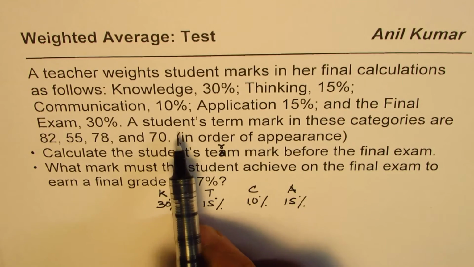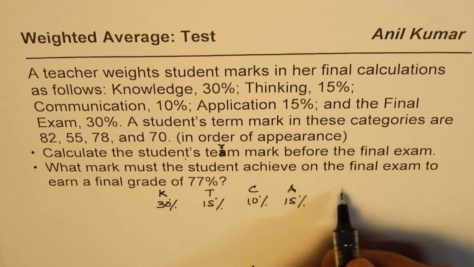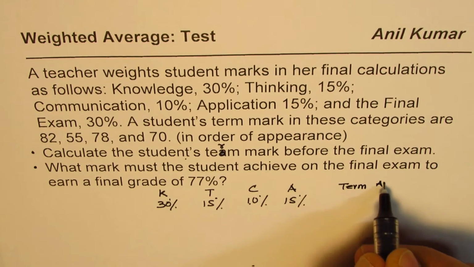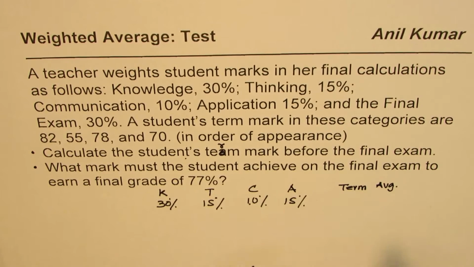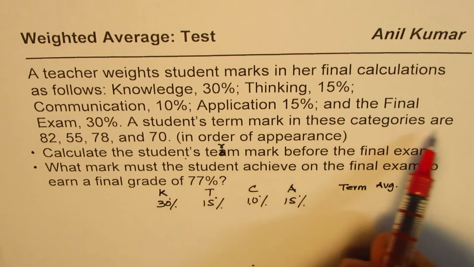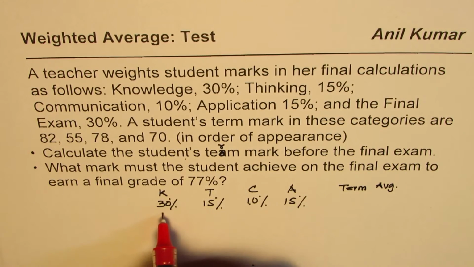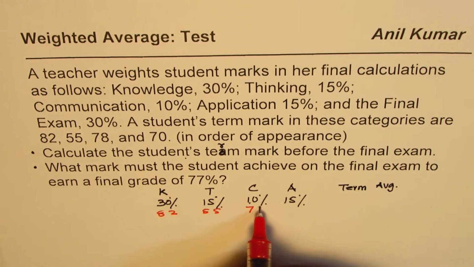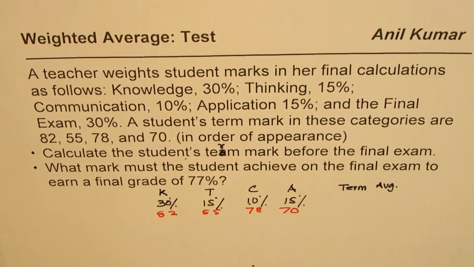Now in this particular case, we need to find the average for the term. So we need to find the term average. A student's term marks in these categories are 82, 55, 78, and 70, correct? So that is the score of the student. Now we need to find the weighted average. Let me call that the mean.